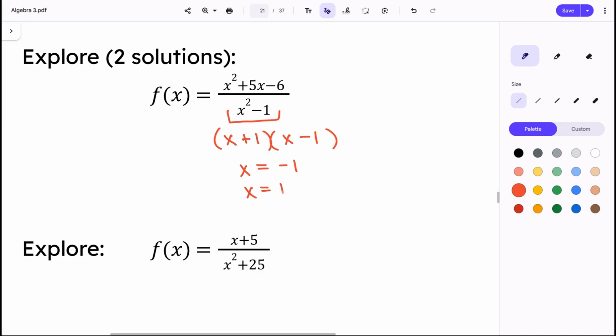Good. Negative 1 and positive 1. So x can't equal those two values. Okay, so let's write this in both set notation and interval notation. So let's just practice that.